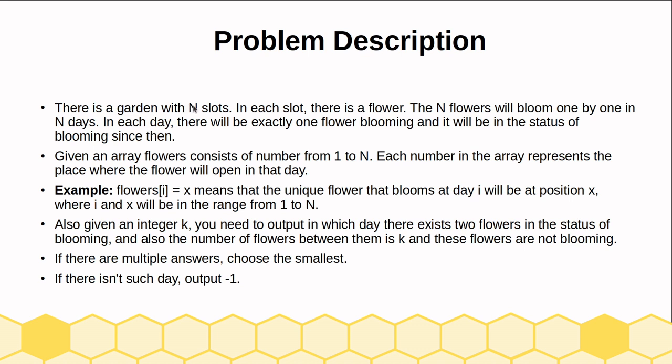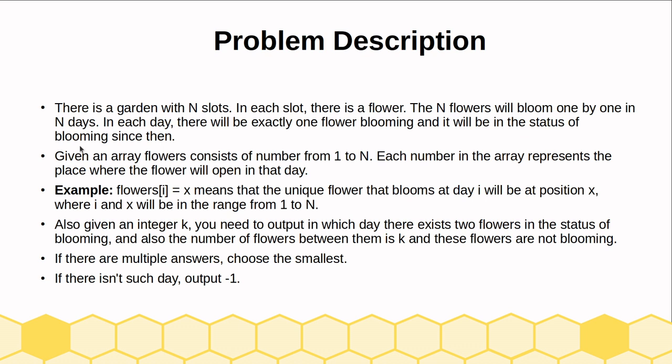We have a garden with n slots. In each slot, there is a flower. The n flowers will bloom one by one in n days. In each day, there will be exactly one flower blooming, and it will stay in the blooming status from then on. So on a particular day, only one flower will bloom, and the status of that flower will be bloomed forever. It will never be unbloomed again.